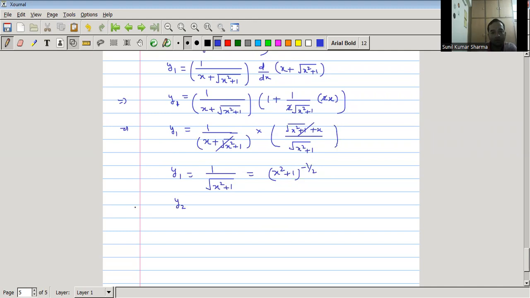Now we find y2. Again differentiate y1 with respect to x. We get y2, that is minus 1 by 2 x square plus 1 to power minus 1 by 2 minus 1, that is minus 3 by 2. And then again derivative of x square plus 1 is 2x. 2 and 2 cancel out. So we get minus x upon x square plus 1 to power 3 by 2. So this is y2.